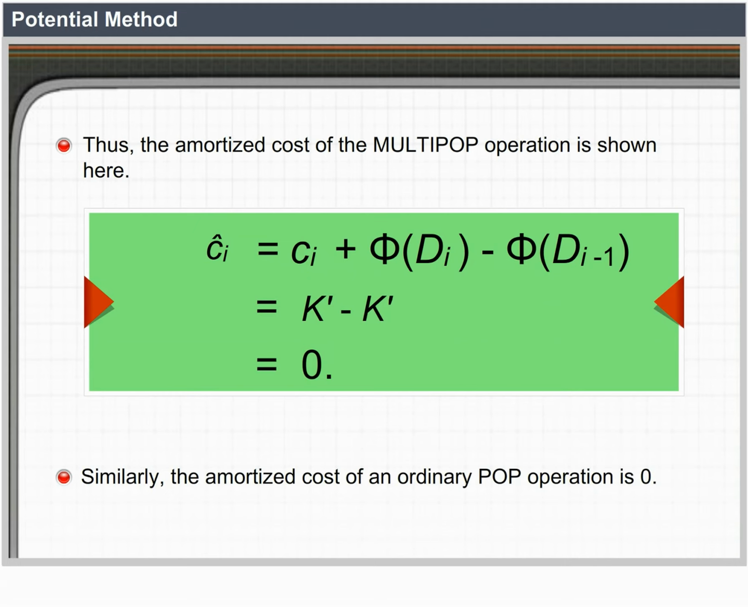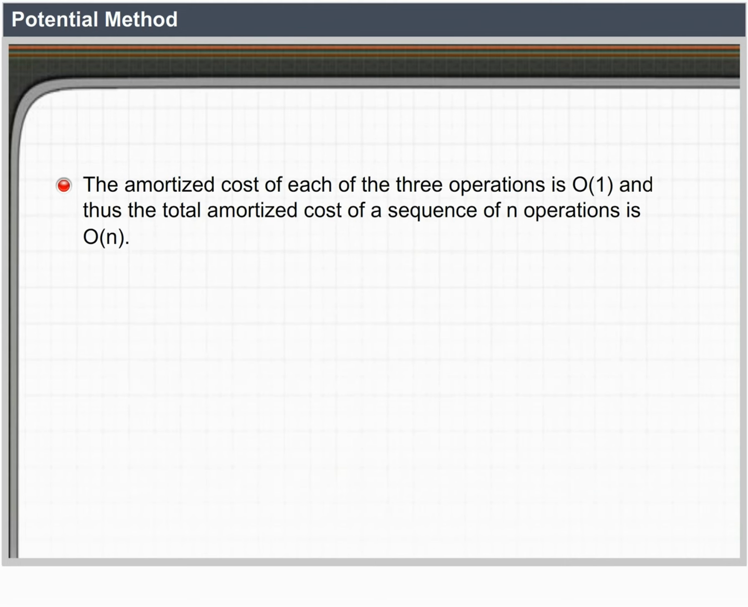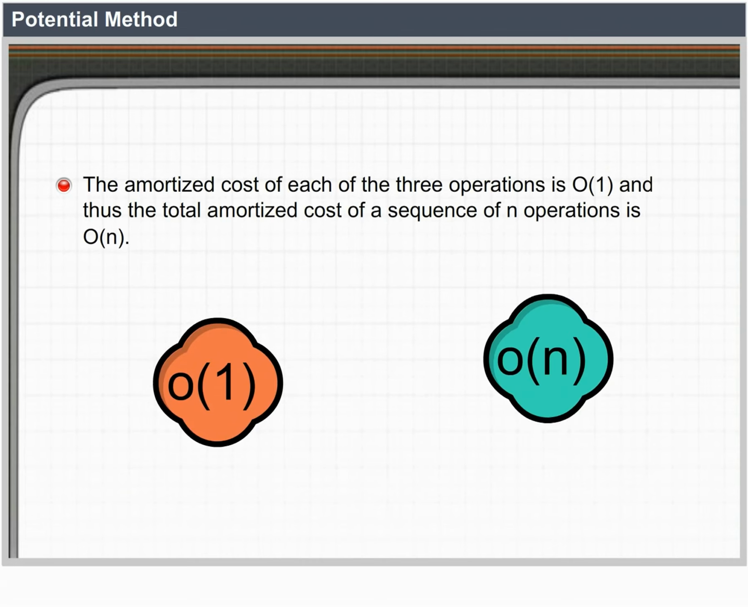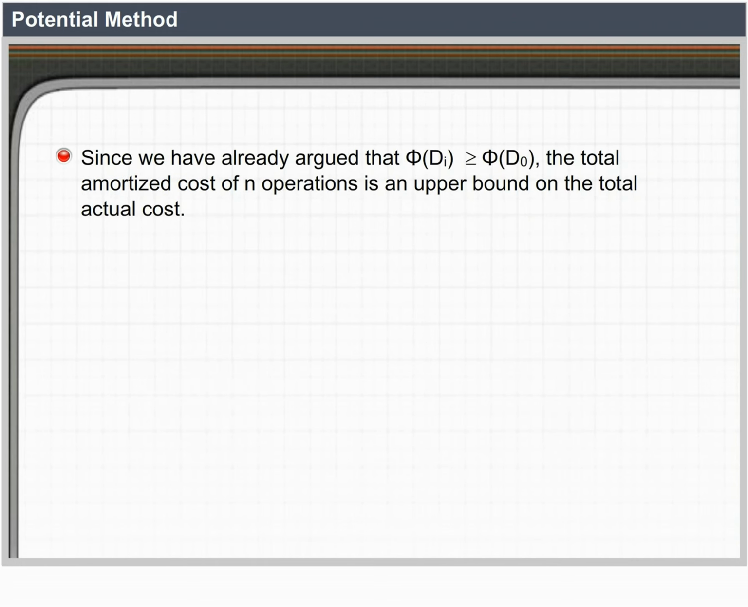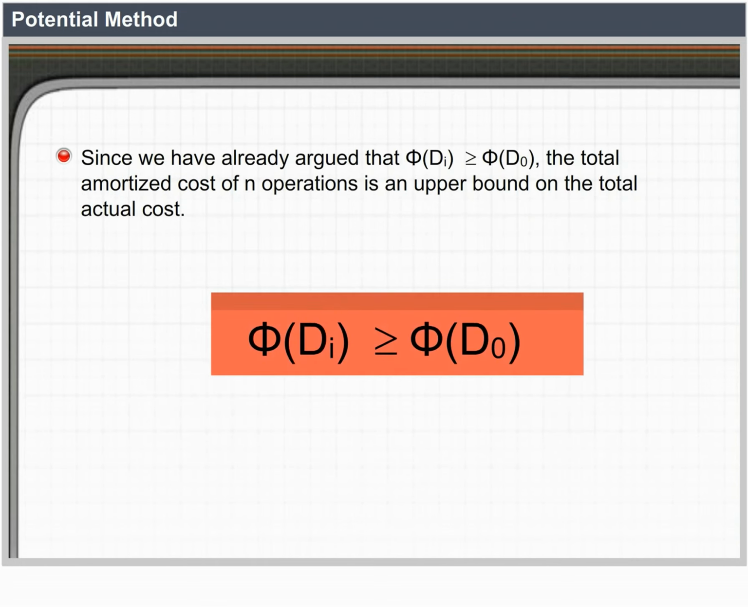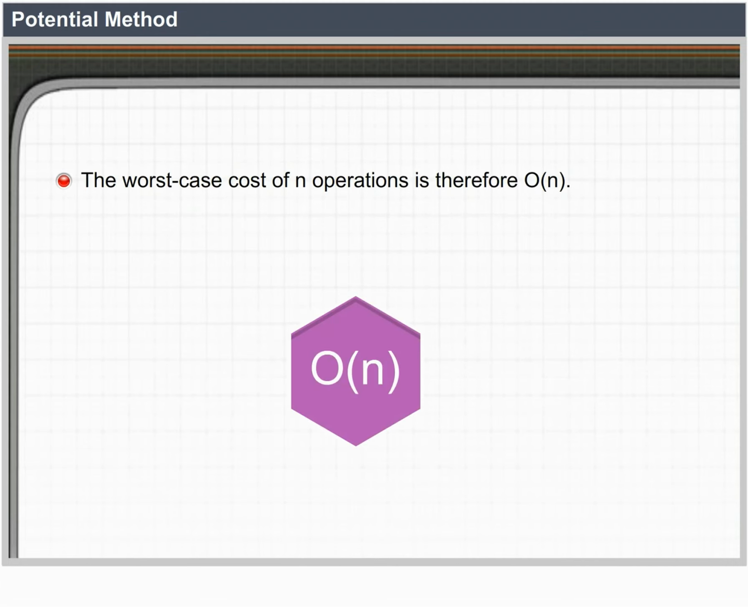The amortized cost of each of the three operations is big O of 1, and thus the total amortized cost of a sequence of n operations is big O of n. Since we have already argued that phi of Di is greater than or equal to phi of D0, the total amortized cost of n operations is an upper bound on the total actual cost. The worst case cost of n operations is therefore big O of n.